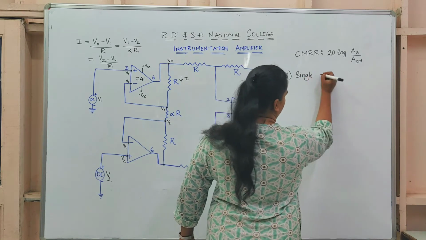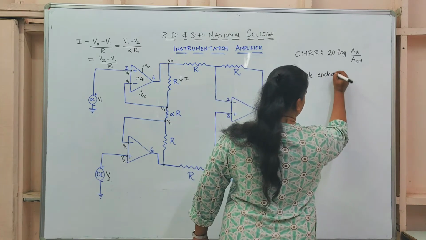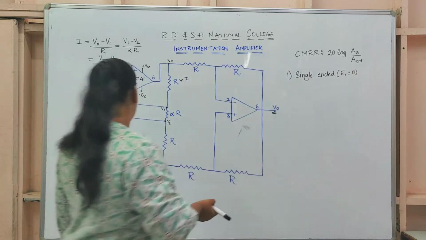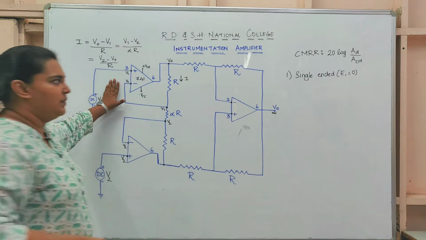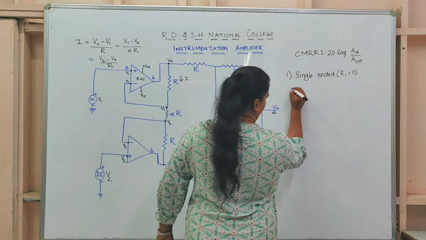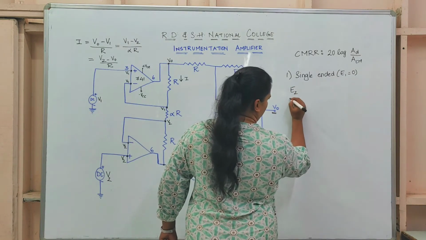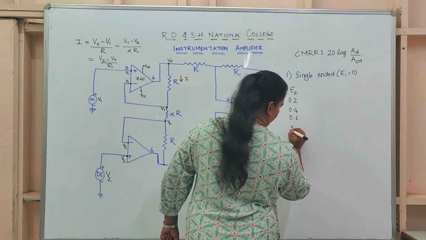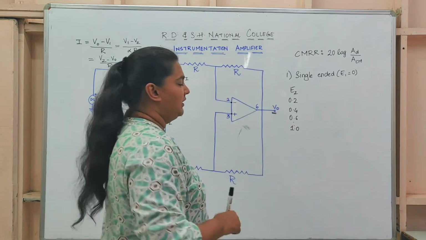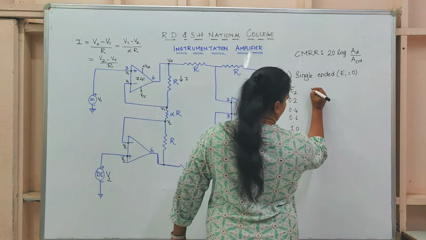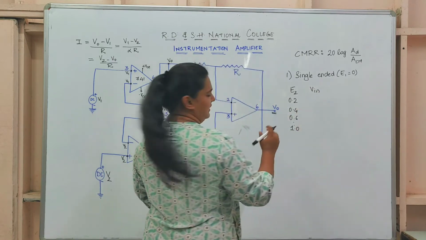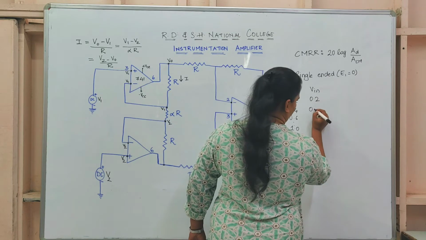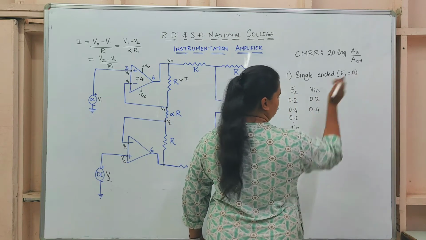The first is single-ended. So in single-ended, I will keep one of them at 0. So if I have kept E1 at 0, I will take various values for E2. So let's say my E2 ranges from 0.2, 0.4 up to 1. The difference, you will get some difference which will be your Vn. So let's say my Vn is E2 minus E1. So my input will be the same because E1 is 0.